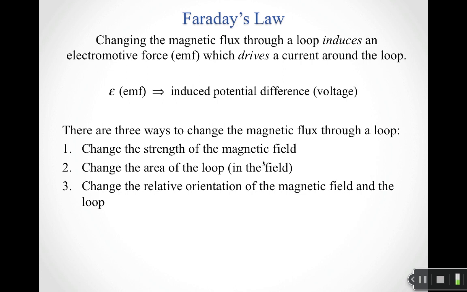So one of the ways that we can induce an EMF is to take a loop and pull it into or out of a magnetic field. So the amount of area of the loop that's in the field is changing. And then the third option is we can change the relative orientation of the magnetic field and the loop. If I start to twist my loop about in the magnetic field, that will also induce an EMF. So these are the three ways that we can induce an EMF.